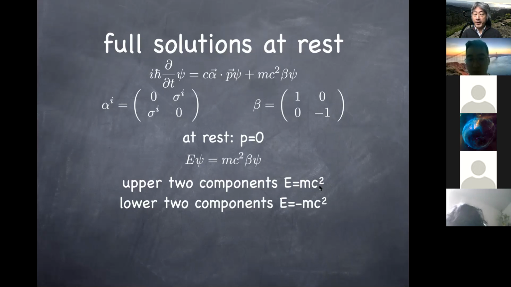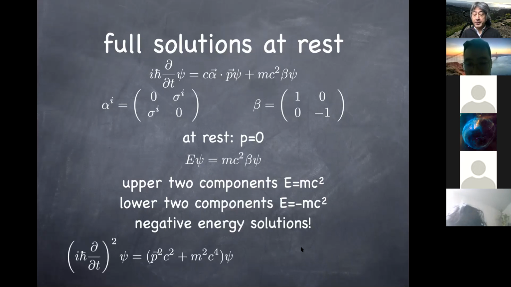So the upper two components look just great. Correct energy, correct two components. But in addition, we have two lower components. Again, you have spin up and down, it seems to us, but now with negative energy. So what do we do with it? And that is where the Dirac theory starts showing some problems. So we have these negative energy solutions.